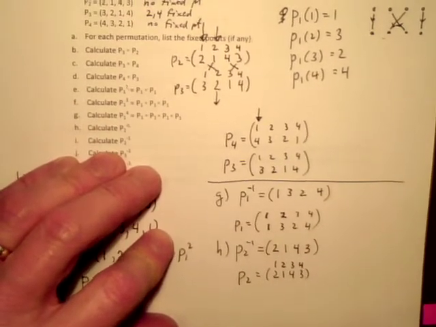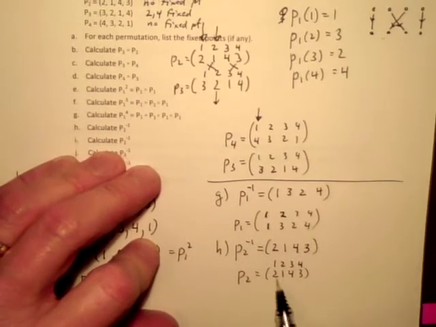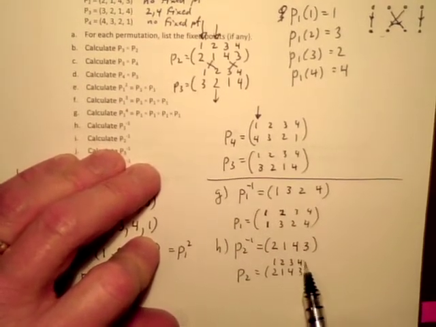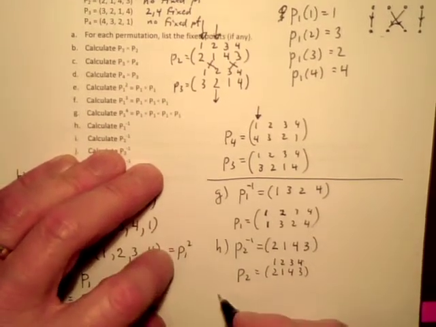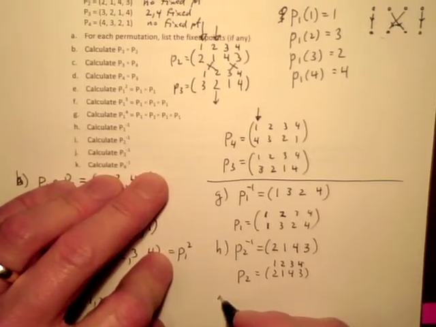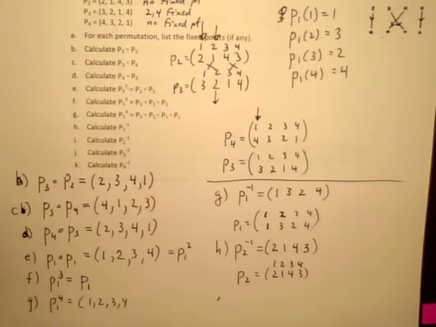It always helps to draw the numbers on the top like this. So 1 goes to 2, 2 goes to 1, 3 goes to 4, and 4 goes to 3. And there's my inverse. And I'll leave the inverses of 2, 3, and 4 for you to calculate and end this video here.